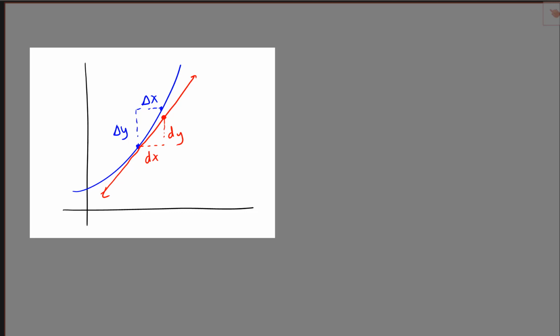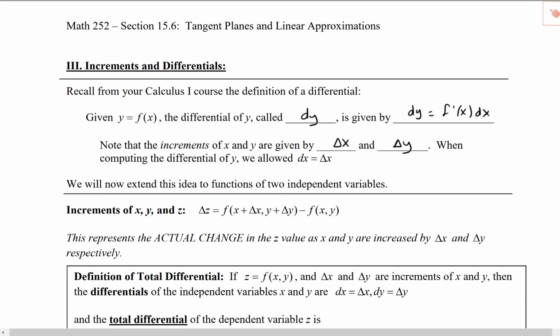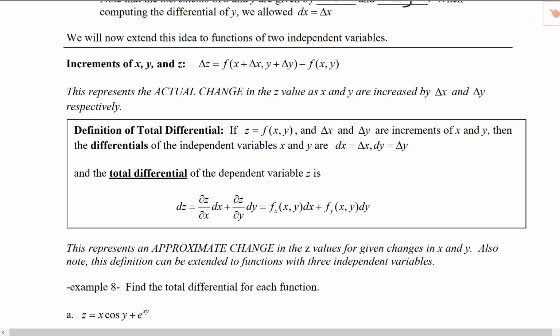Now back to our situation in space. In space, we'll be able to use our dz to approximate our delta z. So first, what is delta z? Well, delta z is the actual change in the z value as x and y are increased by delta x and delta y. But we're not going to actually compute delta z very often. Instead, we're going to approximate delta z by computing dz. And we're going to do that by defining something called the total differential.